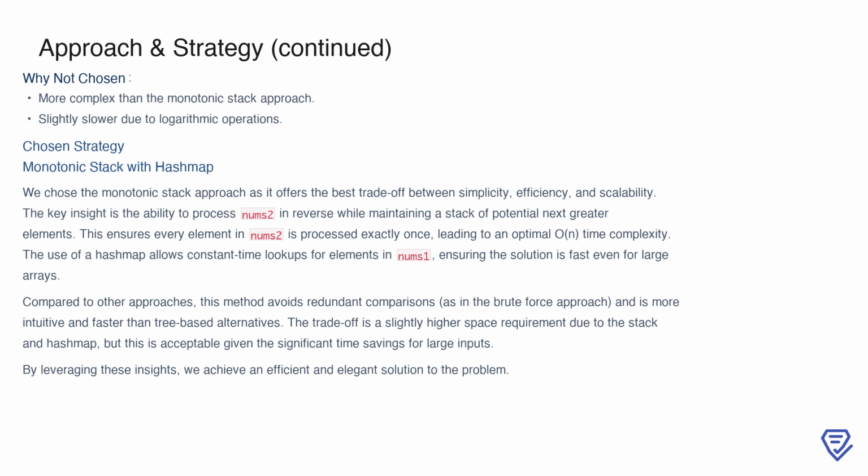By processing nums2 in reverse and maintaining a stack of potential next greater elements, we ensure that every element is handled in constant time on average, resulting in an optimal n time complexity. The use of a hash map allows us to retrieve results for nums1 in constant time, making the solution highly performant even for large arrays. Compared to the brute force method, this approach avoids redundant comparisons, and unlike the sorting-based alternative, it achieves better performance and is easier to implement.